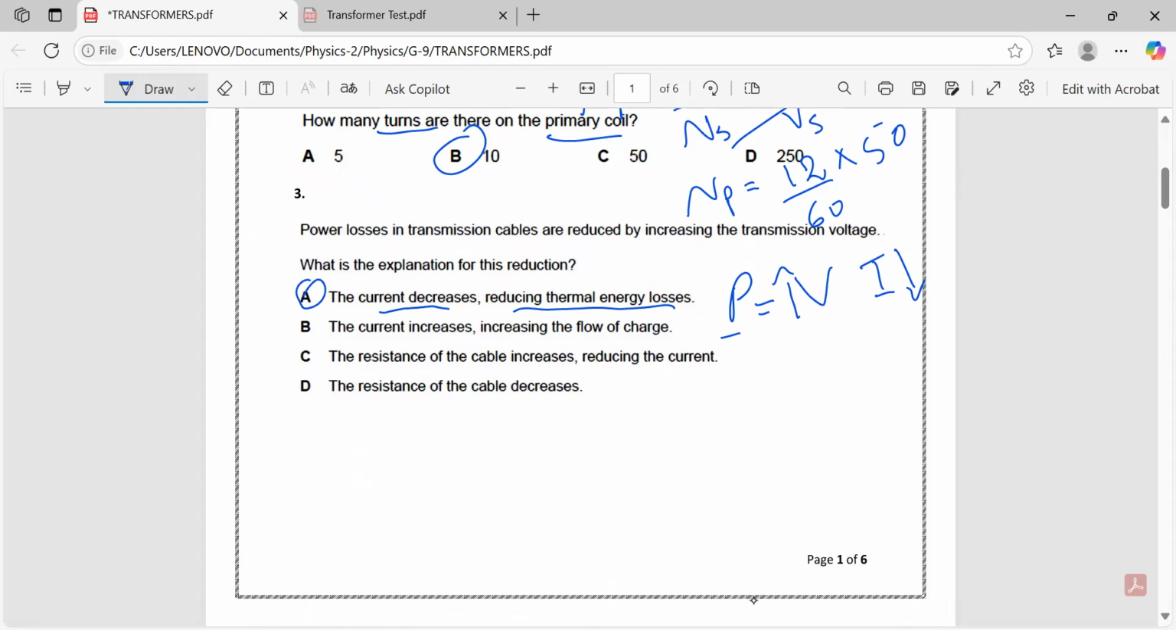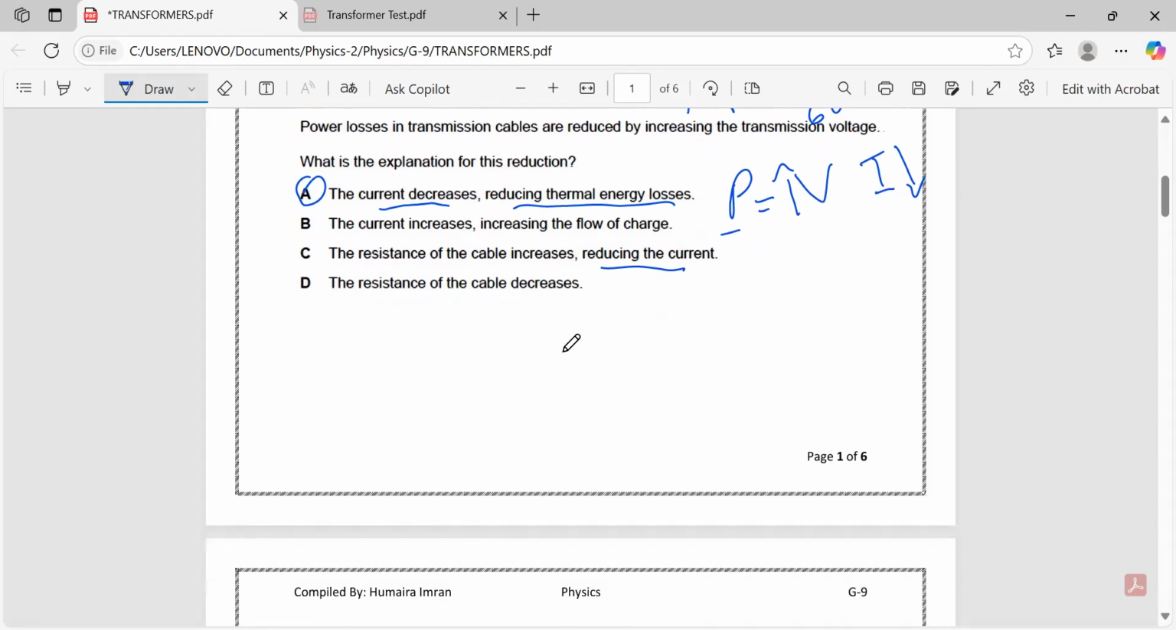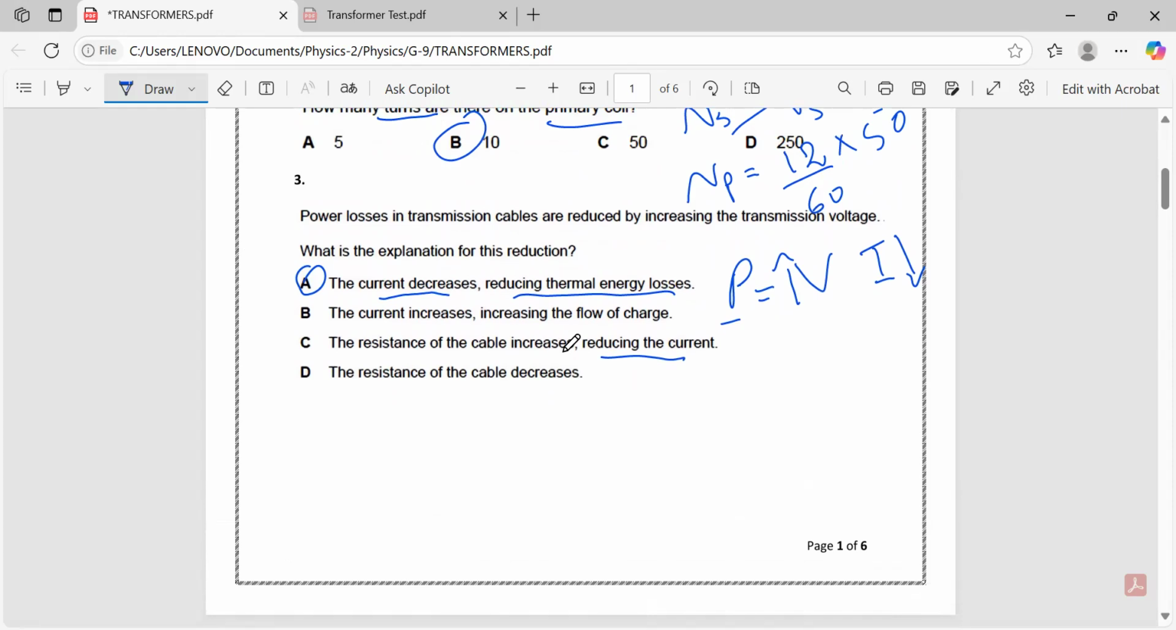For example, the current increases, increasing the flow of charge. No, it's not like that. The resistance of the cable increases, reducing the current. Not possible again, because if we increase the resistance, more thermal energy will be lost. The resistance of the cable decreases. This is also not good at all. It's not matching with the information provided to us.